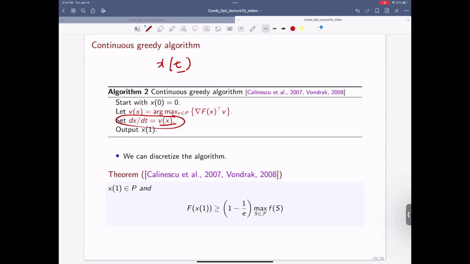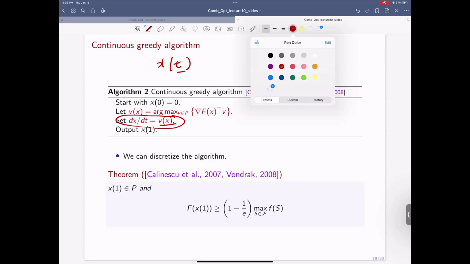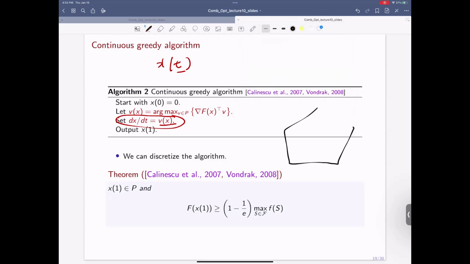So here, I have a polytope. And let's say I have my solution x of t. And I compute the gradient of the multilinear extension. Let's say the gradient goes towards this way. So it's gradient f of x of t. Let me take the value here.